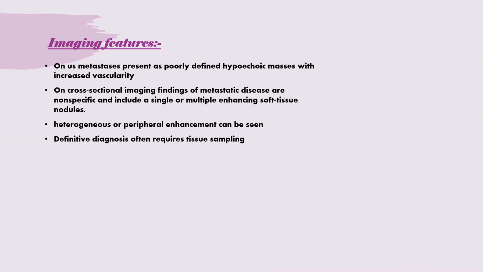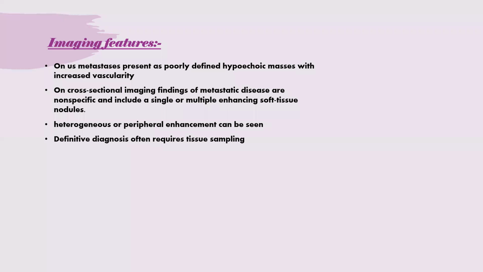Cross-sectional imaging findings of metastatic disease are non-specific and include single or multiple enhancing soft tissue masses. Heterogeneous or peripheral enhancement can be seen. Definitive diagnosis often requires tissue sampling.